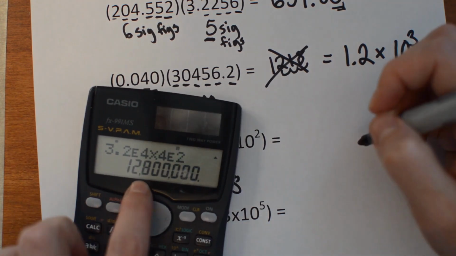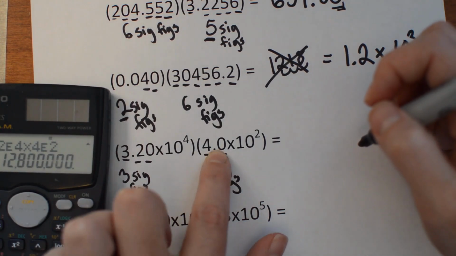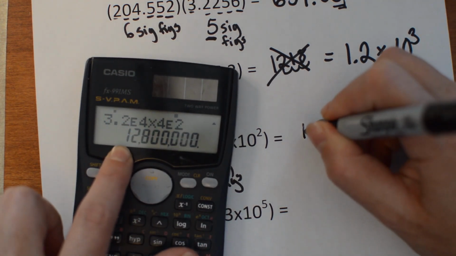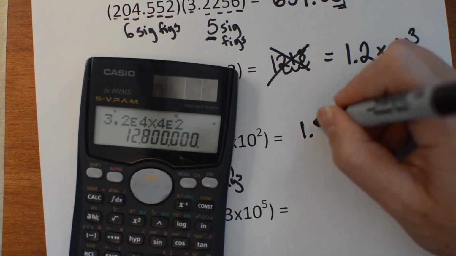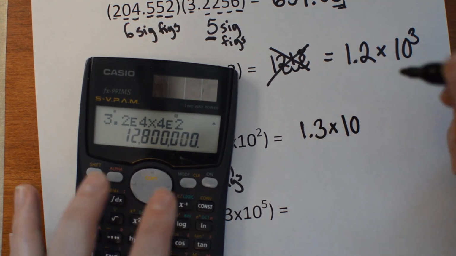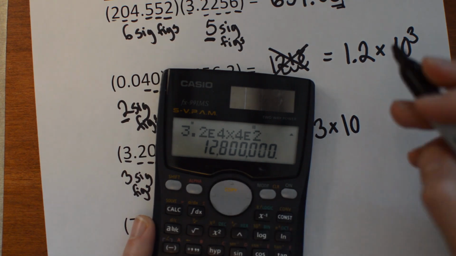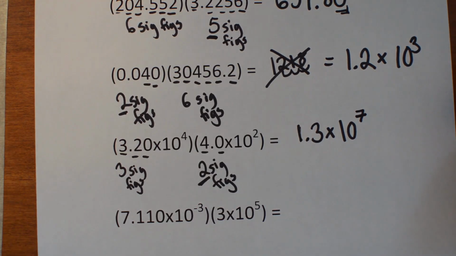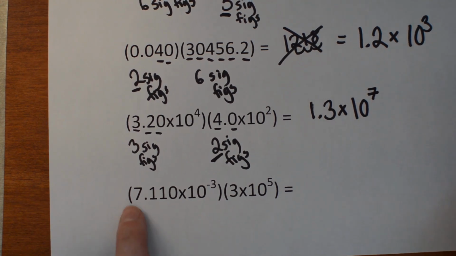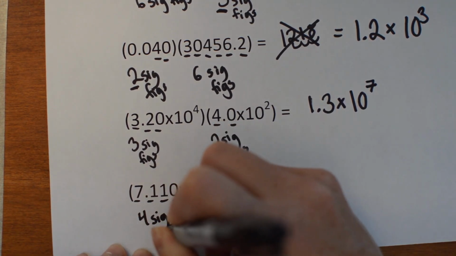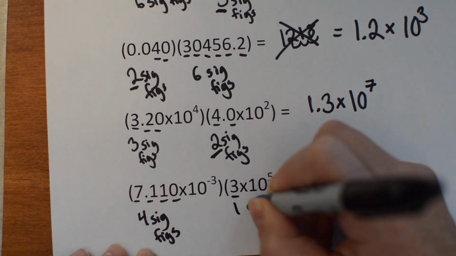I can only write it out to 2 sig figs, right? Because this guy has just 2 sig figs here. So I'm going to need to round it to 1 point, that 2 will round off to a 3, times 10 to the, how far do I slide? 1, 2, 3, 4, 5, 6, 7 spots. There we go. My last one here. I've got 1, 2, 3, 4 sig figs, and here I have just 1 sig fig.